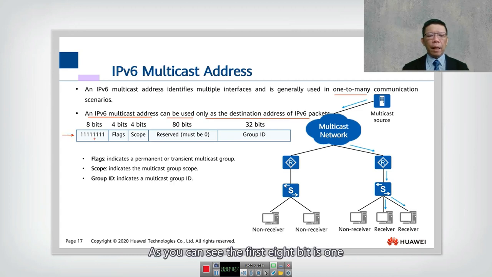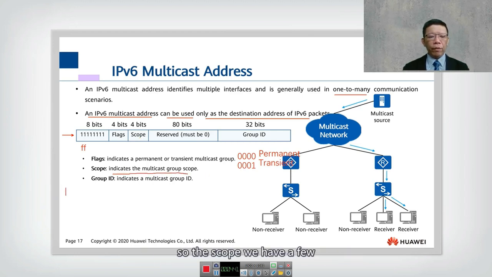As you can see, the first 8 bits are 11111111, which means that the multicast always starts with FF. Then we have 4 bits, which is a flag, and 4 bits, which is a scope. For the flag, we can have the value of 0000 or 0001. 0000 means that this is permanent, and 0001 means that it's transient. Okay, so this is the flag for the 4 bits. Then we also have a scope. Scope indicates the multicast scope group.